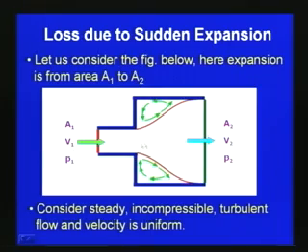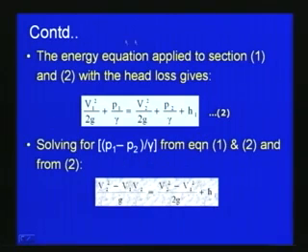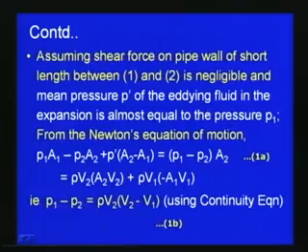Here we consider the flow like this, with one section here and another section here. With Newton's equation of motion we got P1 minus P2 is equal to rho V2 (V2 minus V1). Now, if we apply the energy equation between sections 1 and 2, we get V1 squared by 2g plus P1 by gamma is equal to V2 squared by 2g plus P2 by gamma plus HL, where HL is the head loss.